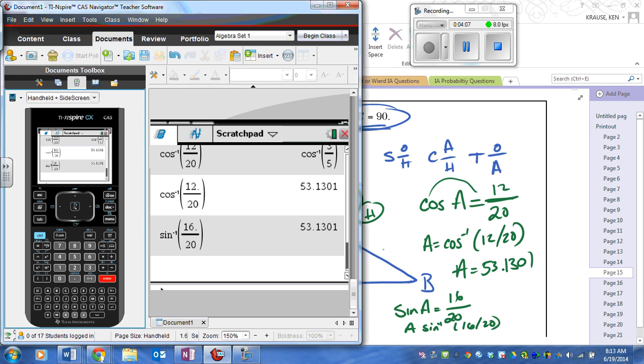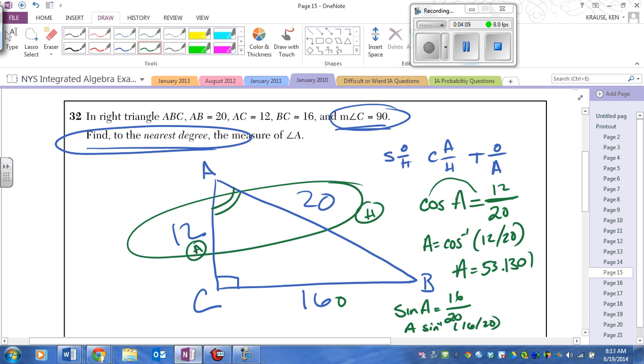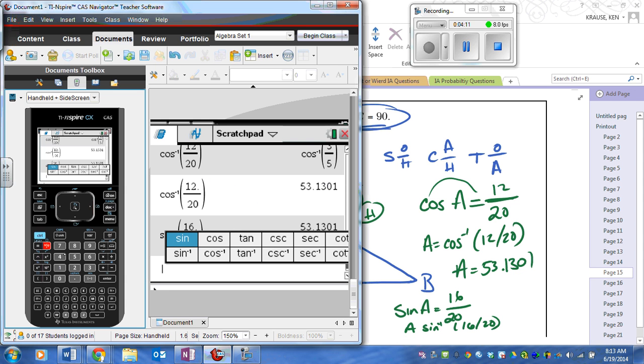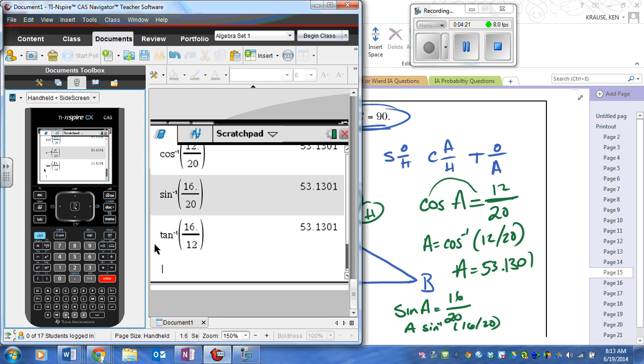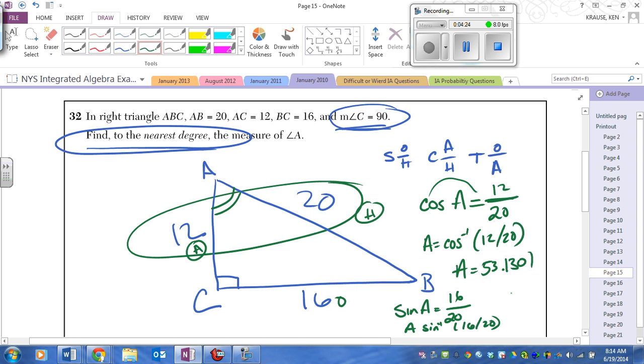Or I can do tangent. Tangent would be 16 over 12. So tangent -1 of 16 over 12, right? 16 divided by 12. Maybe it's the same thing. So there's your answer. Now I just got to say to the nearest degree, so the answer is 53 degrees.